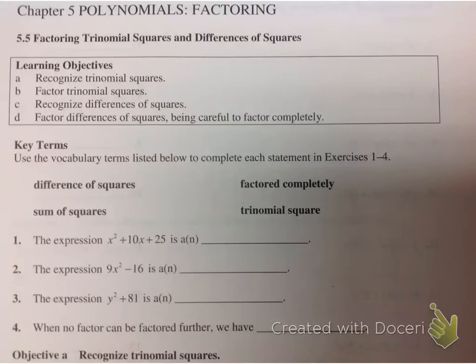Now that we've explored factoring, we're going to start looking at some special cases. The ones that we're going to focus on today involve perfect squares. Number one, the expression x squared plus 10x plus 25 is a trinomial square. What makes it a trinomial square is when you actually factor it, you get two identical binomial factors, and we'll see some more examples here in a minute.